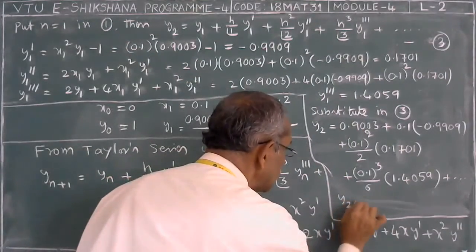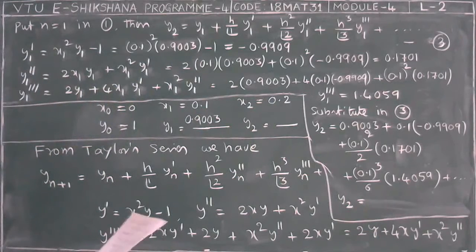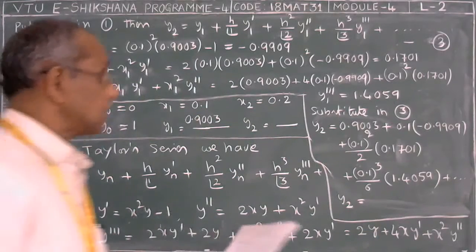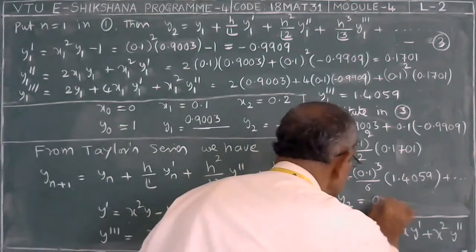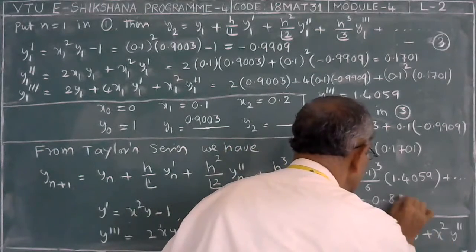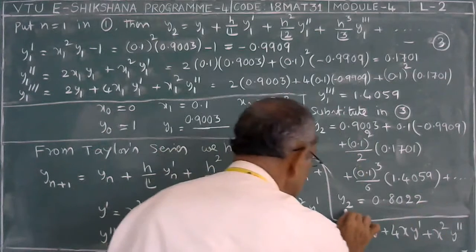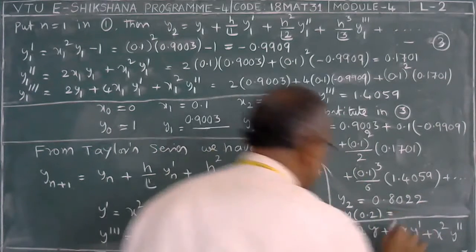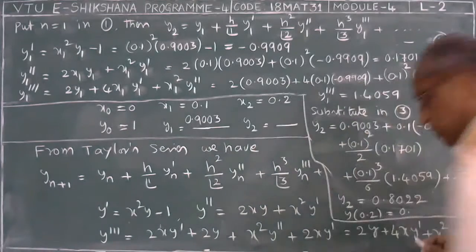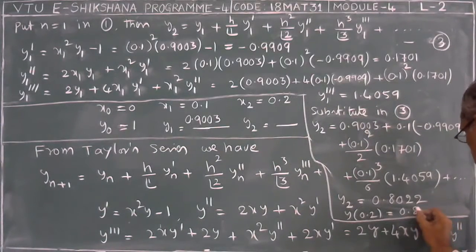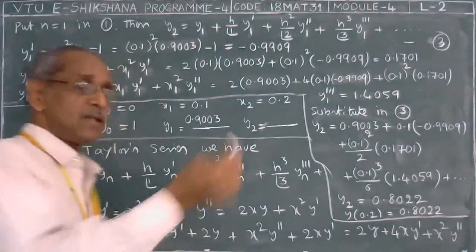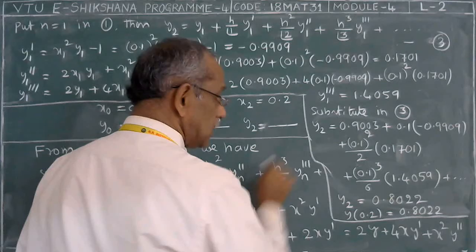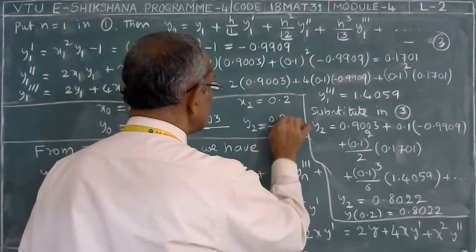So if you carefully compute, you get y2 is equal to 0.8022. That is, y at x is equal to 0.2 is 0.8022. So we got the next value of y. That is the value of y at x is equal to 0.2 as 0.8022.